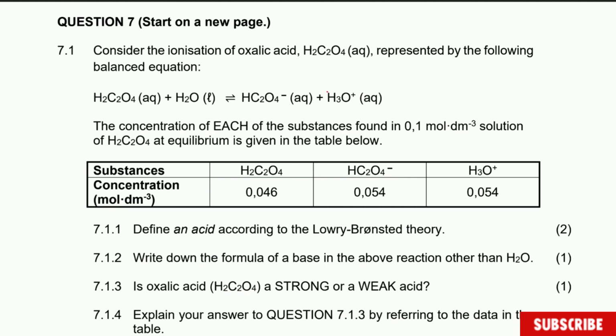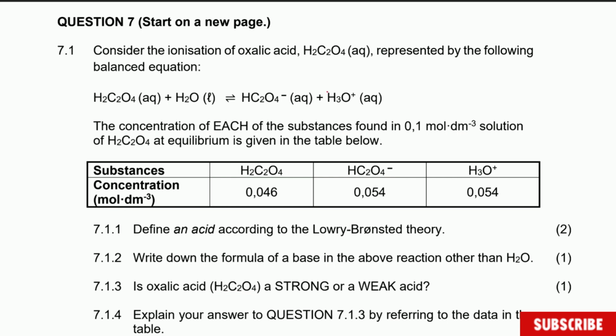This question says, consider the ionization of oxalic acid represented by the following balanced equation, and then you have a balanced equation there. The concentration of each of the substances in the 0.1 mole per cubic decimeter solution of H2C2O4 at equilibrium is given in the table below. And then in the table you can see the substances and their concentrations.